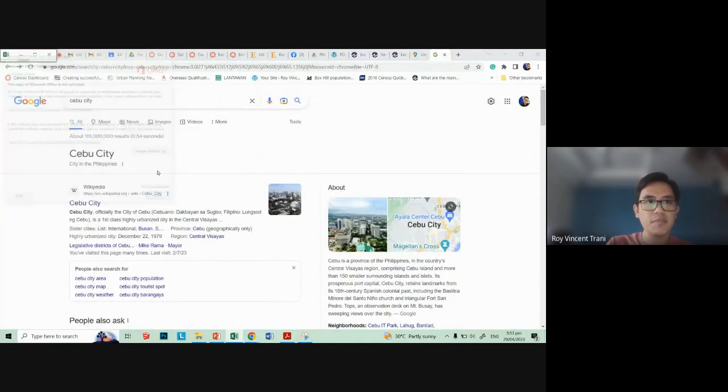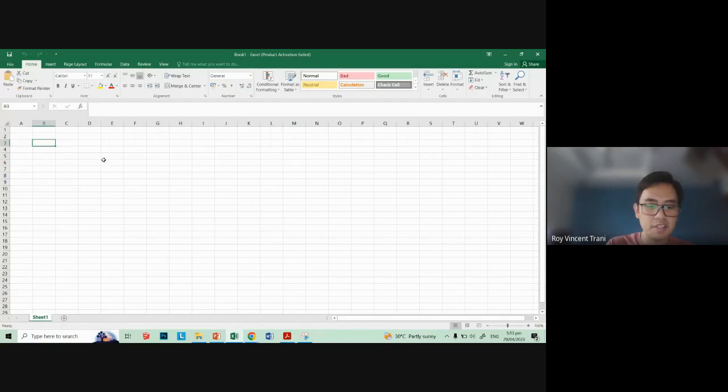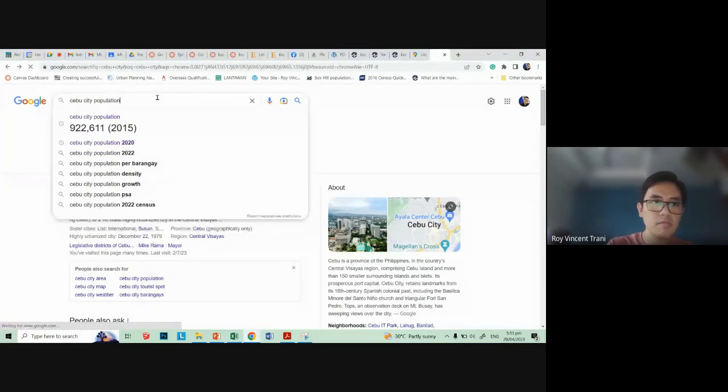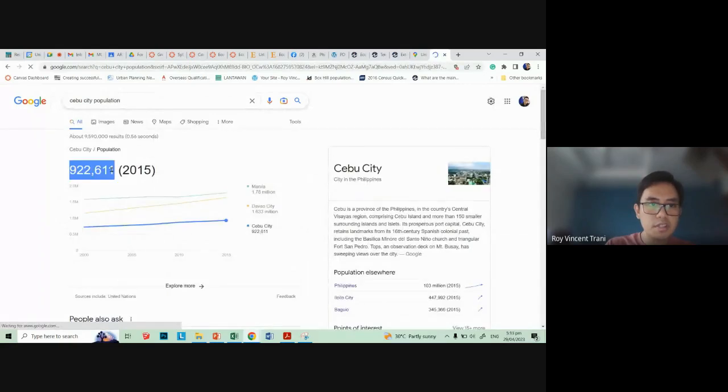So this might actually be the solution I was looking for. Let's see Cebu City, and let's say Mandaue City. Let's look at their population. I think Cebu City is 900 something. 922,611.